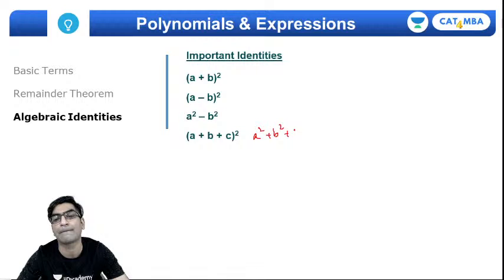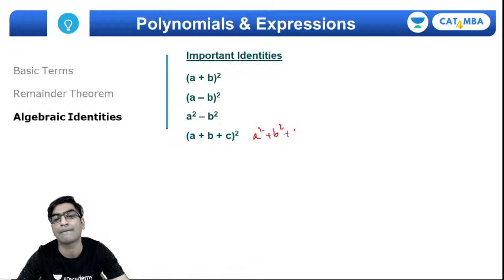From here you could derive expressions for a cube plus b cube and a cube minus b cube also, right? I hope you guys already remember it. A cube plus b cube is (a plus b) into (a square plus b square minus ab). Just like a cube minus b cube will be (a minus b) into (a square plus b square plus ab). So those are important, very useful identities.